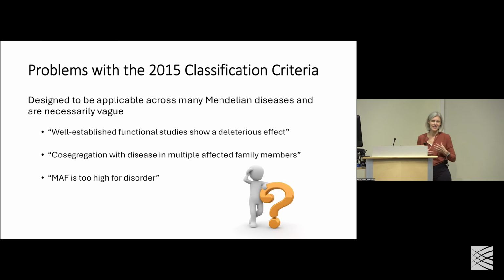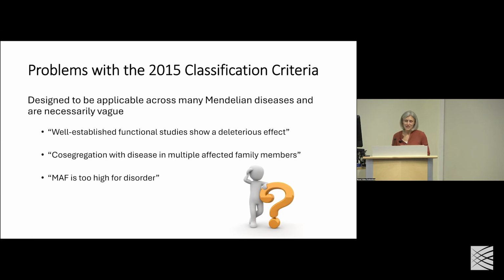So this is a nice, clean example for the purpose of the talk, but the more you think about these criteria and really work with them, you'll find that a lot of them are actually pretty vague, and it can be hard to decide when to assign each criterion. That is because these classification criteria were really designed to be applicable across all Mendelian disease, so they had to be vague to apply broadly.